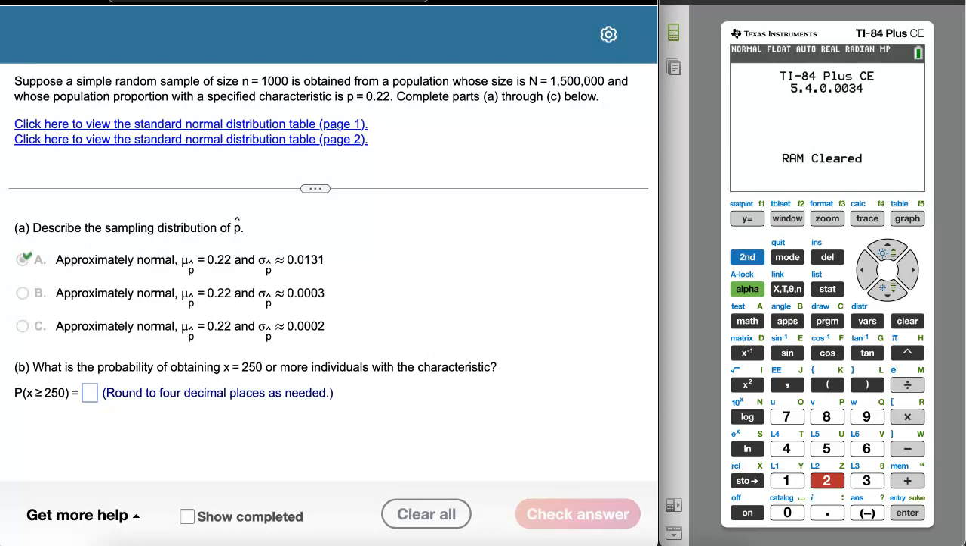Let's suppose a simple random sample of size n equals 1,000 is obtained from a population whose size is 1,500,000 and whose population proportion with a specified characteristic is p equals 0.22. And we're going to complete several parts of this problem. The first thing that we're asked to do is describe the sampling distribution of the sample proportion.